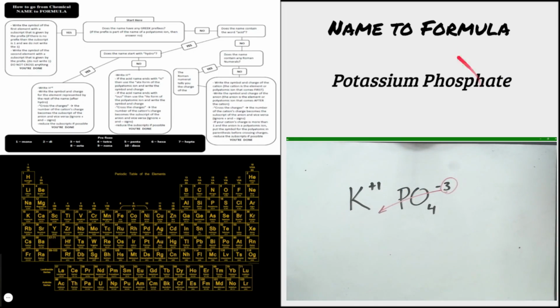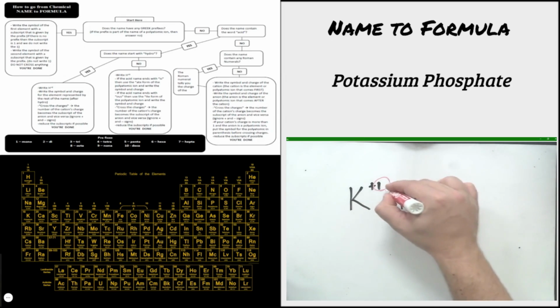Now, I do want you to recognize that right here it says, if your cation's charge is more than 1 and your anion is a polyatomic ion... well, my anion is a polyatomic ion, but my cation's charge is not more than 1. So I don't really have to worry about that right now. We will do one in a minute where you do.